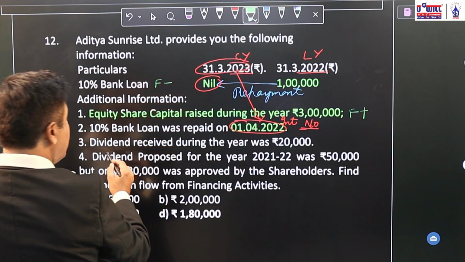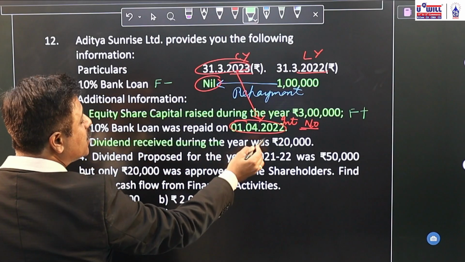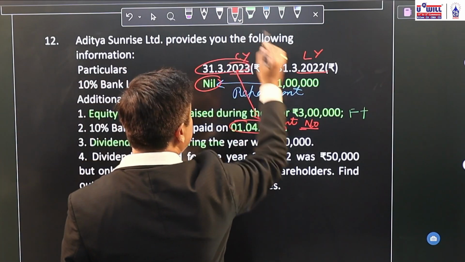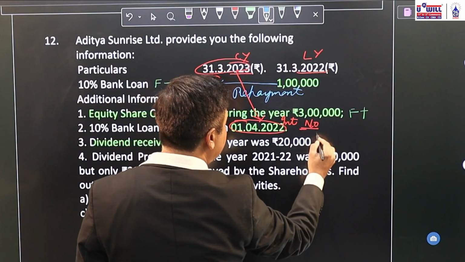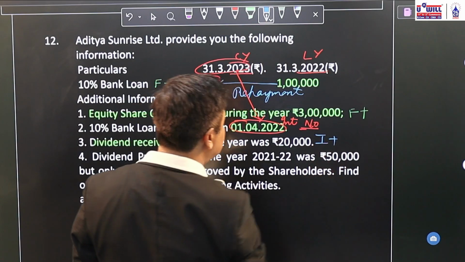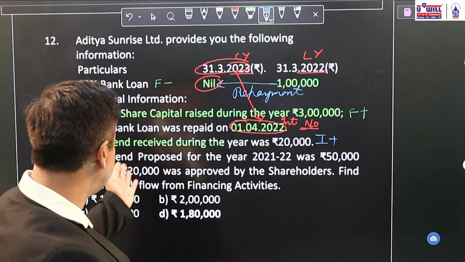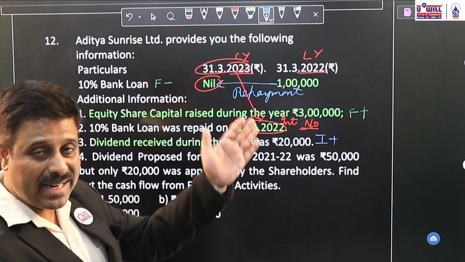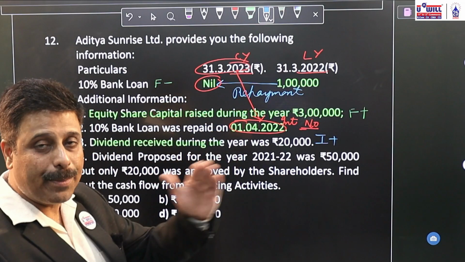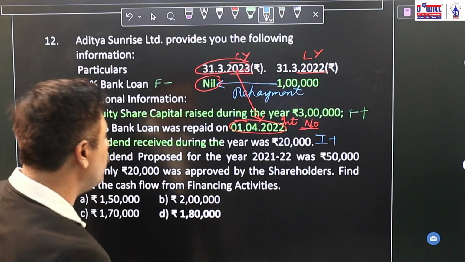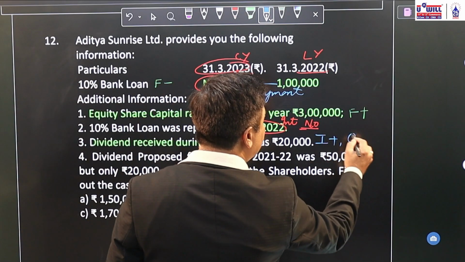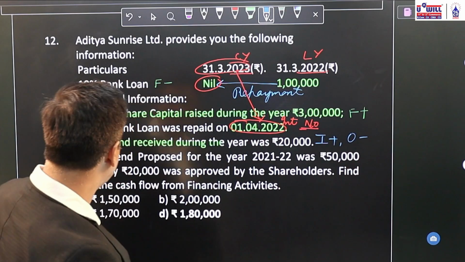Then dividend received during the year is always an investing activities inflow. Dividend received during the year is investing activities inflow, and in operating activities we will subtract it as a non-operating income.